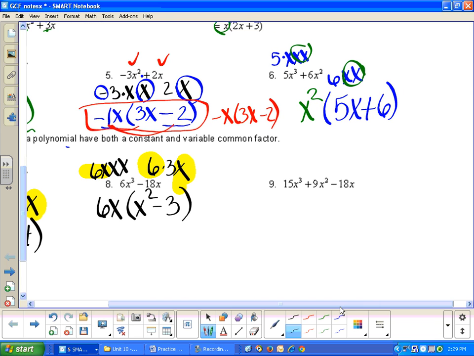So no matter how many terms that we have, we can take as many things out as we need to. 15, 9, and 18, the largest that goes into that is 3. So 3 times 5, 3 x's. 3 times 3 is 9 with 2 x's. And 3 times 6 is 18 with 1 x. So if we look at what's in common, we have 3, 3, and 3. Not both of them, just one. And 1 x with each.